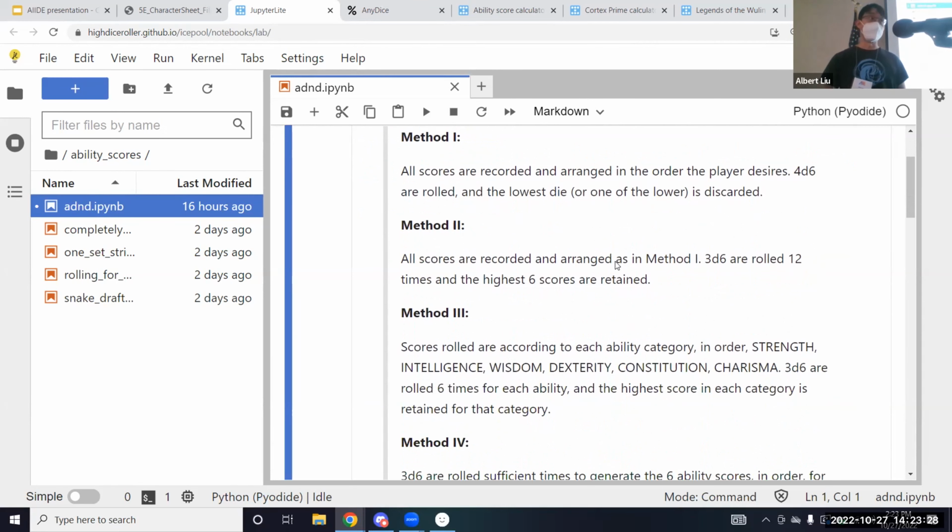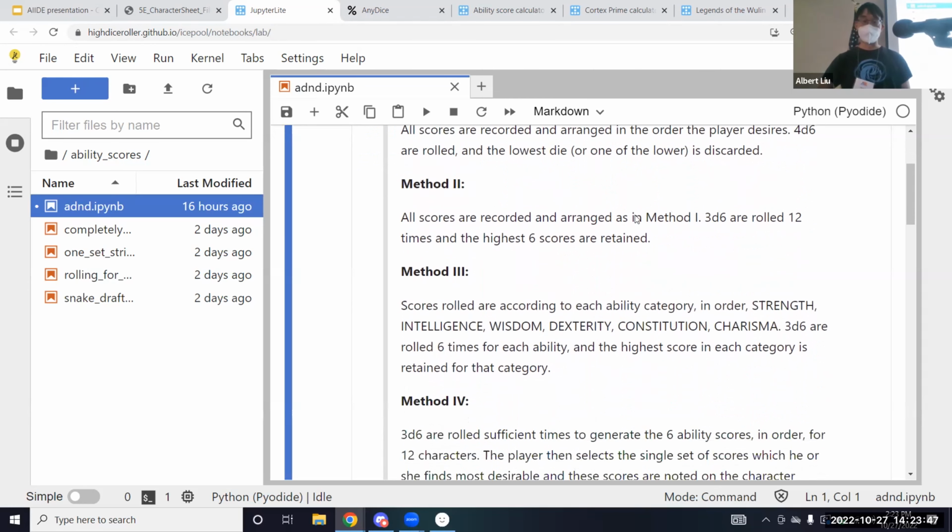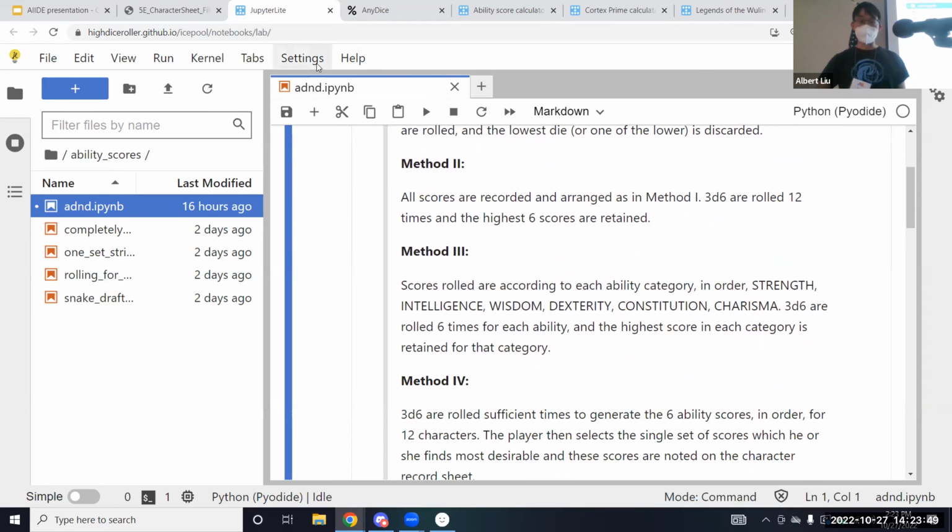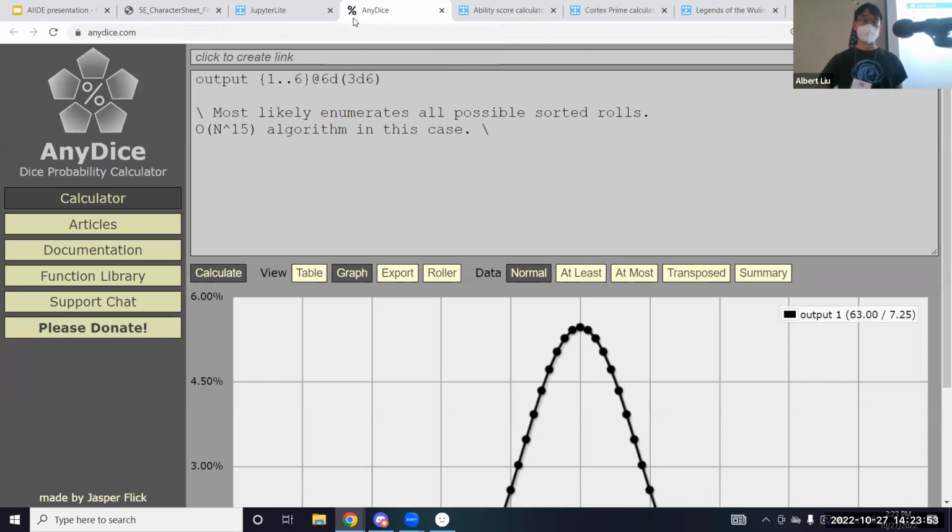First, you could roll four six-sided dice, drop the lowest one, and add them together. That's one ability score. Repeat this six times, and you've got your six ability scores. That's kind of the standard to this day. Another one: roll three six-sided dice, 12 times, and then pick the best six, and so forth. Now, we may be interested in the probability distribution of ability scores produced by this.